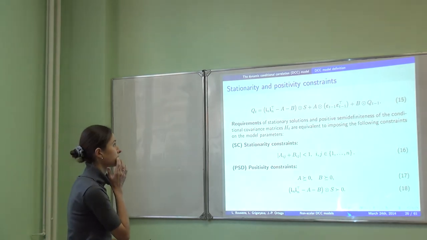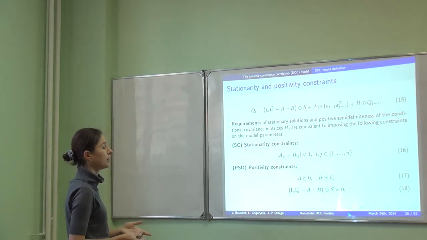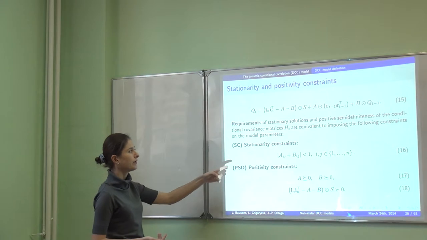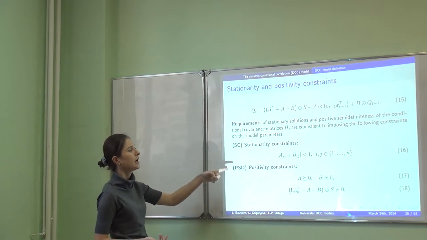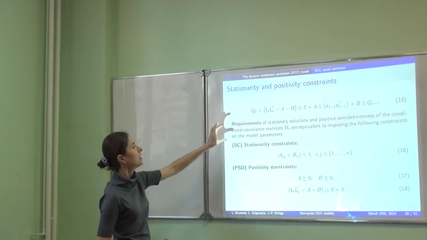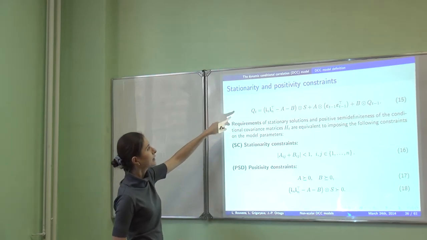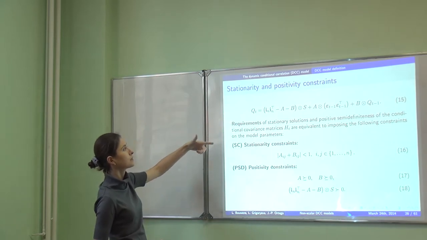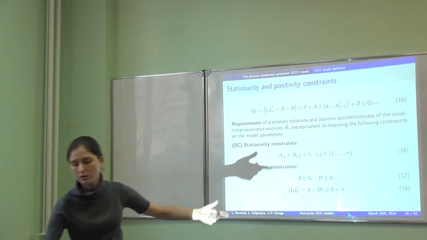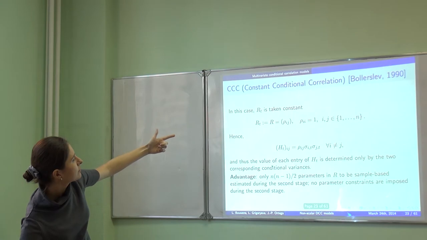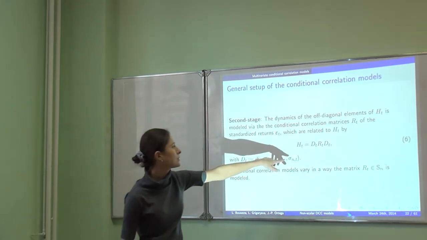So what are the constraints that go with this model, and why does estimation of these parameters become so interesting? It is the fact that we have these stationarity constraints and the positivity constraints that guarantee that our process will be stationary, and that our QT will be positive semi-definite, which in its turn will give us a nice R, and also HT that will be positive definite.